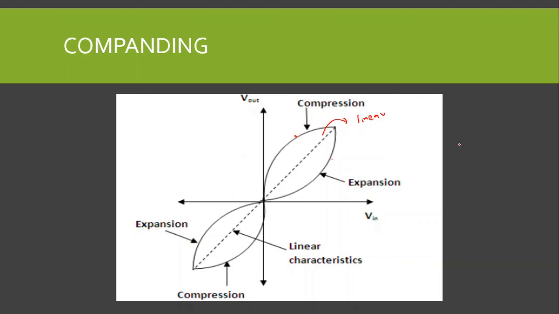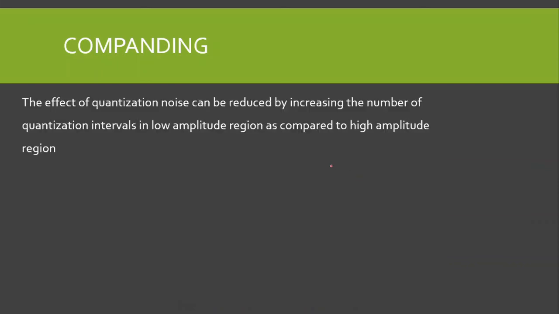Now what is the result of amplifying the lower amplitudes by the compressor and attenuating the higher amplitudes by the compressor, and the reverse being done by the expansion? By doing so, we have increased the number of quantization levels in the low amplitude region, and in this way we have reduced the quantization noise. The effect of quantization noise can be reduced by increasing the number of quantization intervals in the low amplitude region as compared to the high amplitude region.